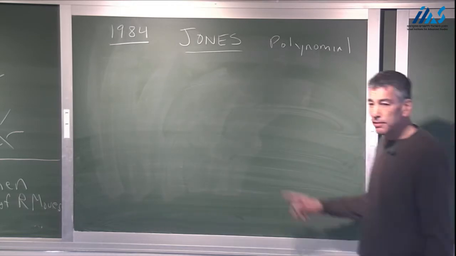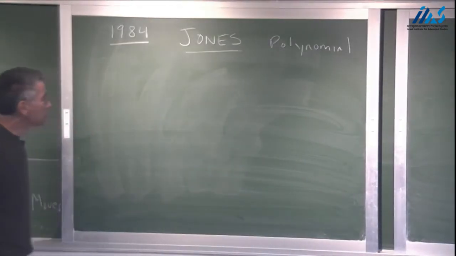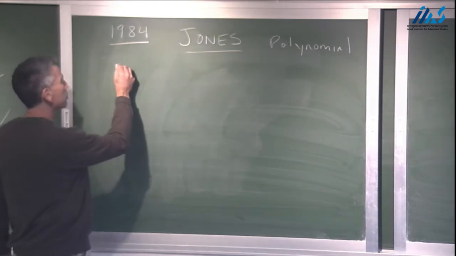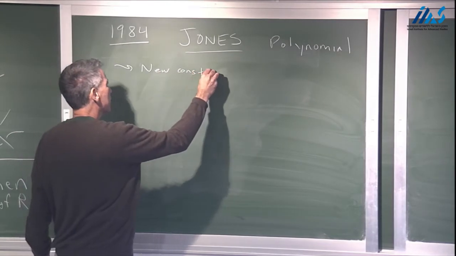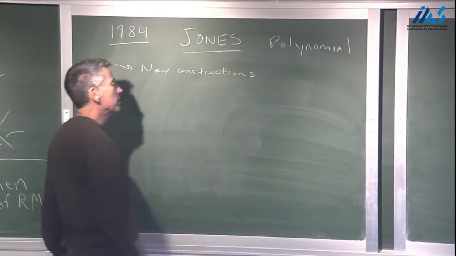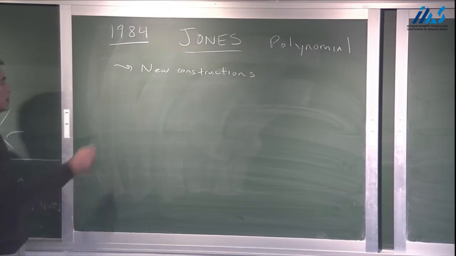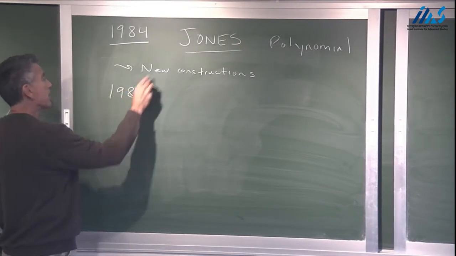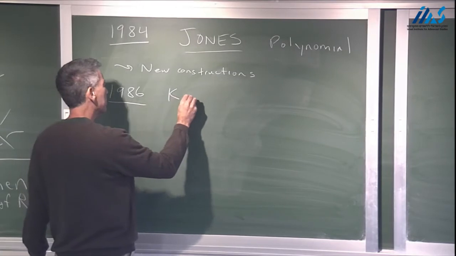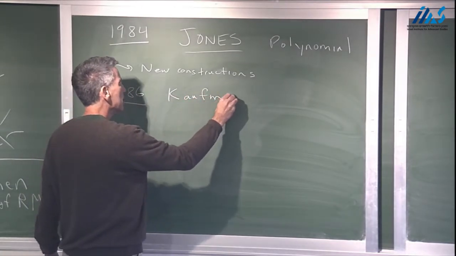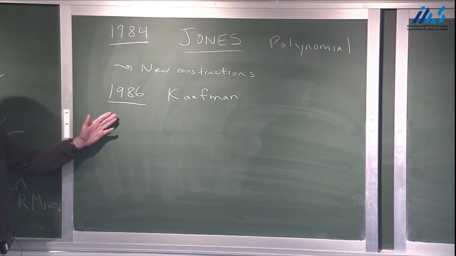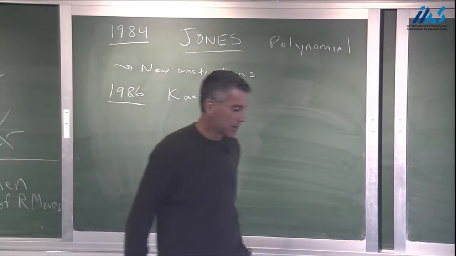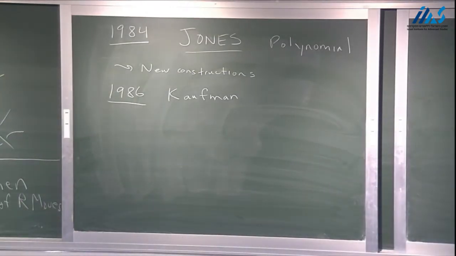So this was very intensely studied by topologists after it was discovered, and people very quickly gave new proofs, new constructions, even generalizations, which I'll mention a little later. But in 1986, there was a new construction of this Jones polynomial given by Kauffman, and that's what I'm going to describe now, which is extremely simple. So it will only take a few minutes to give a complete proof that there's this very powerful invariant of knots. So that's what I want to do now.